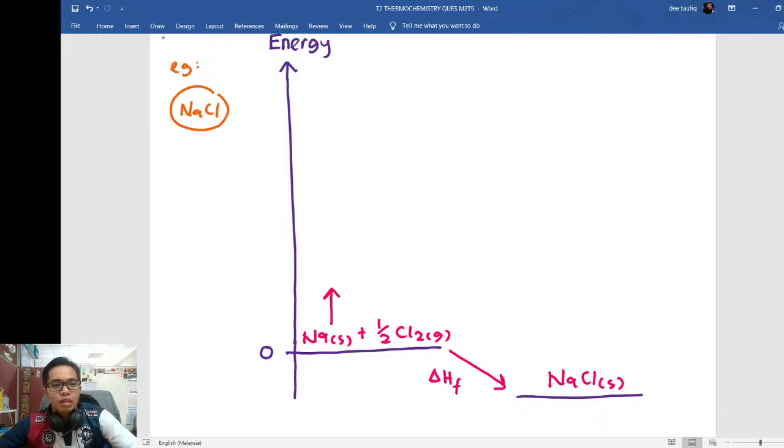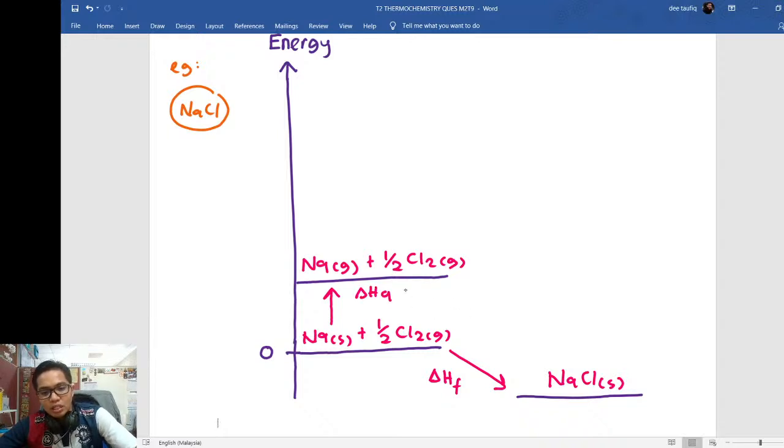And then the first step that we are going to use is atomization. Atomization means we change from Na solid into Na gas atom. Chlorine kita tak ubah apa-apa. So this is delta H A. A for atomization, for atom, sodium.